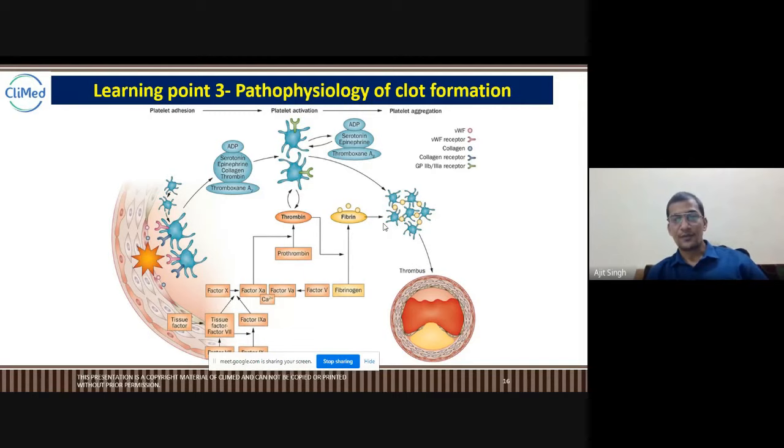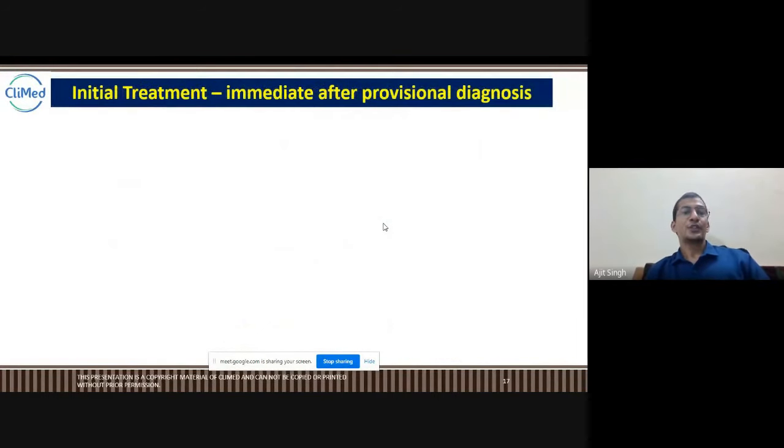Okay, and that's how it blocks the way for oxygen supply. It blocks the way for blood flow. Okay, so now, initial treatment immediately after provisional diagnosis.